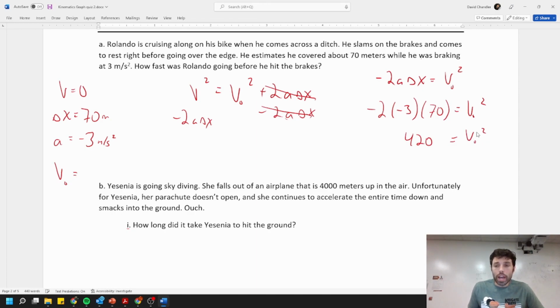V naught squared. Wait, I don't want to find v naught squared. I want to find just v naught. So I got to cancel that squared sign. I want to square root both sides of my expression. The radical and the square sign will cancel on that side, and I'm left with v naught equals about 20.5 meters per second. So that's the answer for part A.